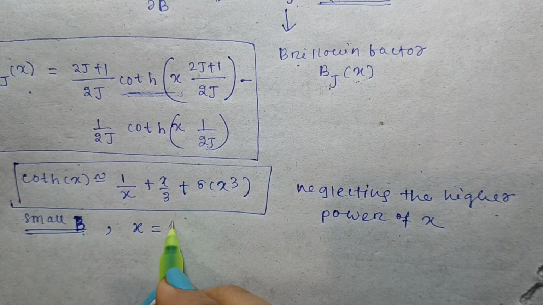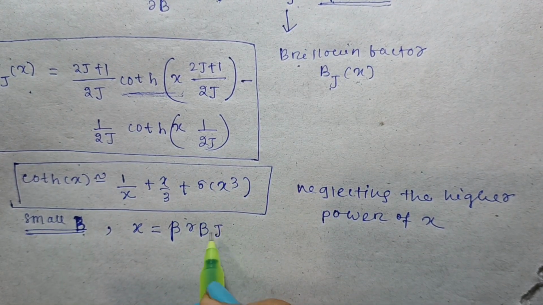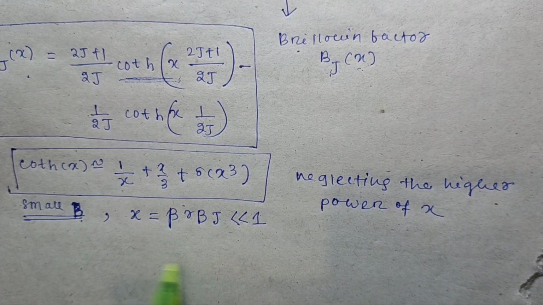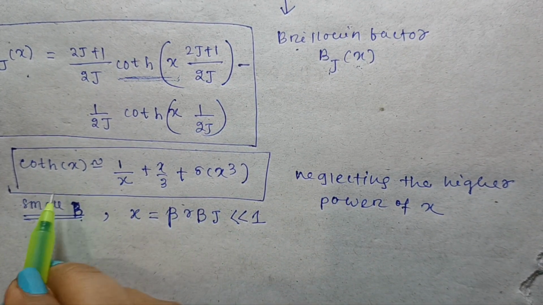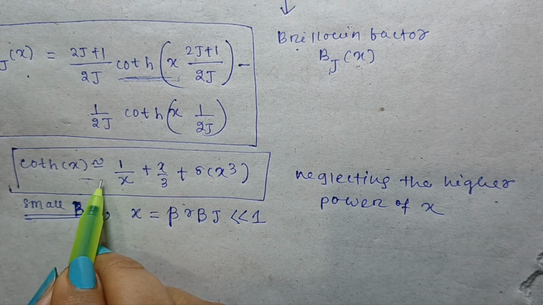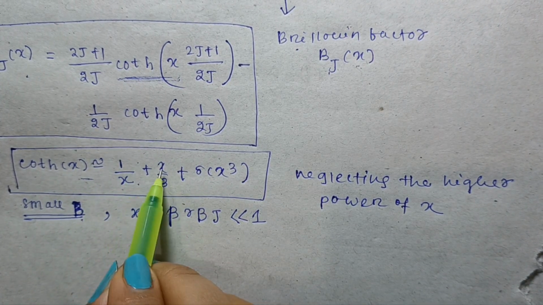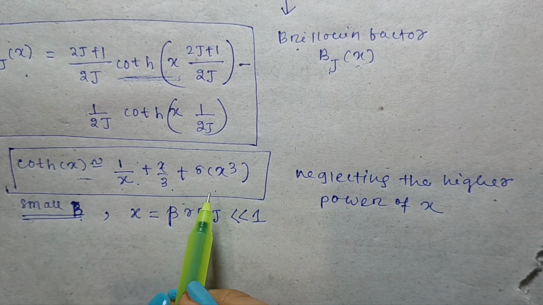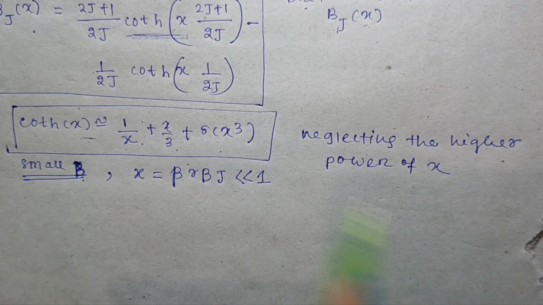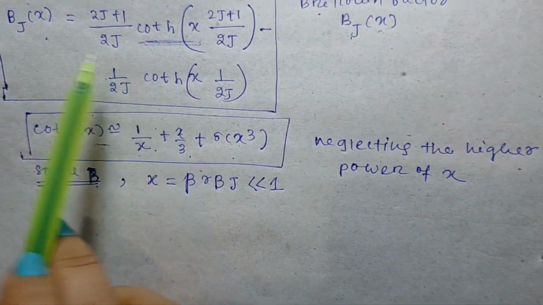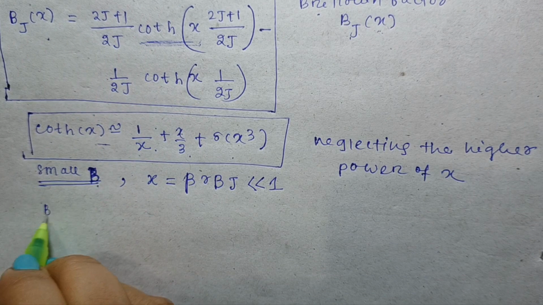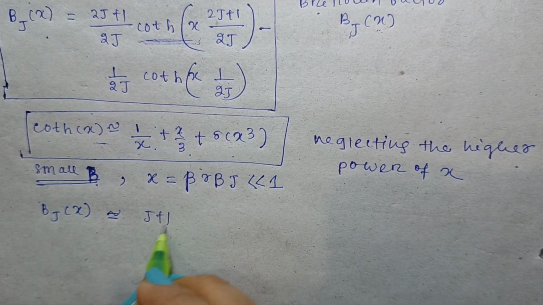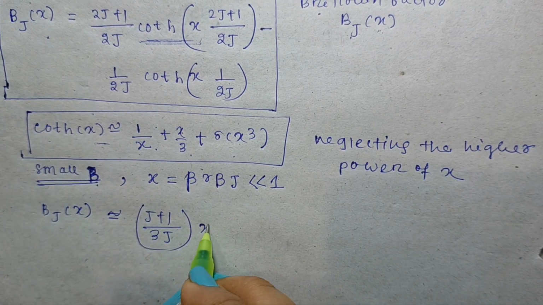That is beta gamma Bj. This is very less than 1. So when this whole thing is very less than 1, then coth(x) is approximately equal to 1/x + x/3 + O(x³). Okay, and now using this expression, the value of Bj(x) will be approximately (j+1)/(3j) times x.